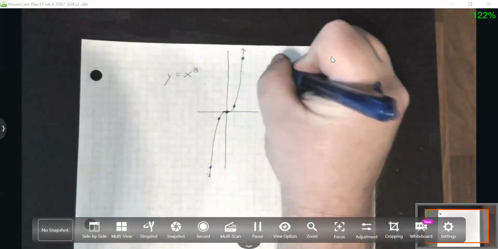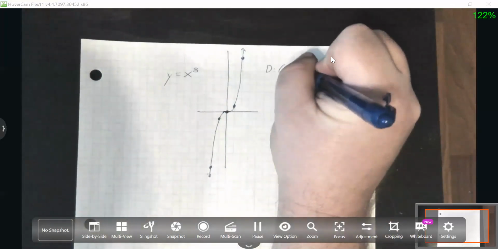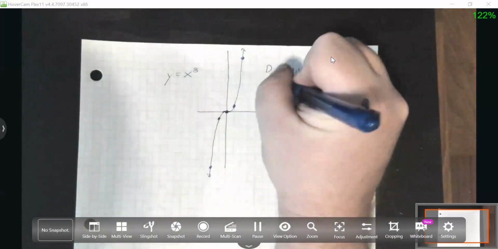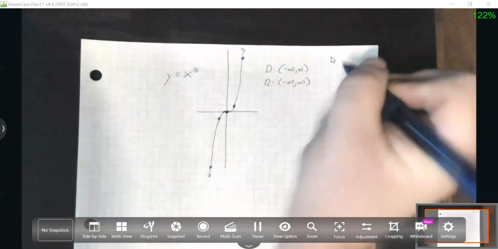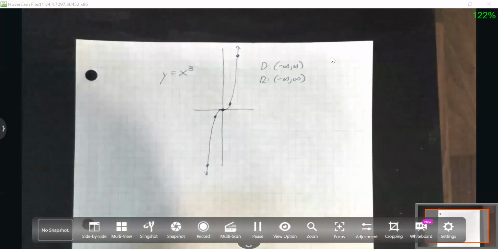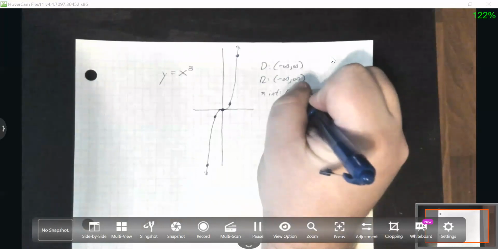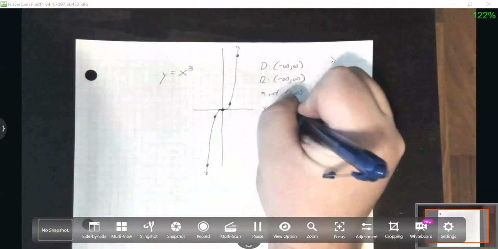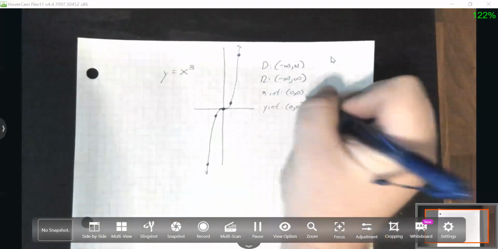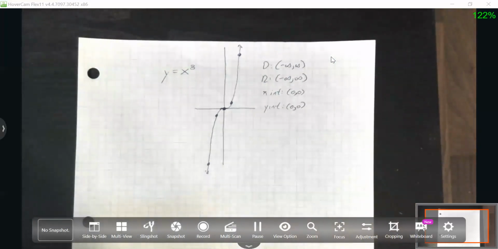If we take a look at this, our domain, it goes left forever, it goes right forever. Our range, it goes down forever, it goes up forever. So both our domain and range are all real numbers. The x-intercept is right there at (0, 0). The y-intercept is right there at (0, 0). So this forms our parent graph.